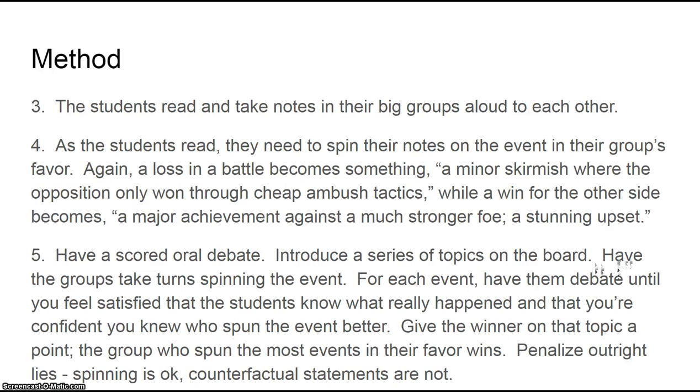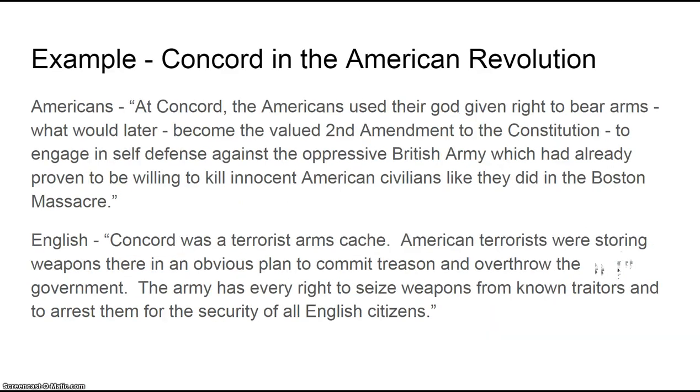And during these debates, you want to penalize outright lies. Spinning is okay, but outright counterfactual statements are not. And here's a little example: Concord in the American Revolution. So as the students are taking notes, both groups are going to take notes on Concord. They're going to read a small little blurb on Concord, and then they have to use their critical thinking skills to give these kind of answers.